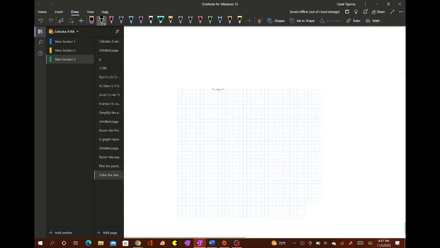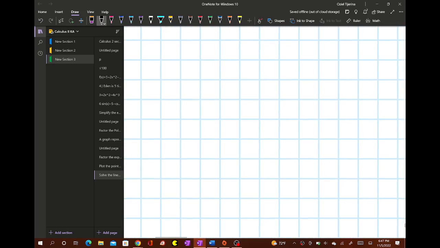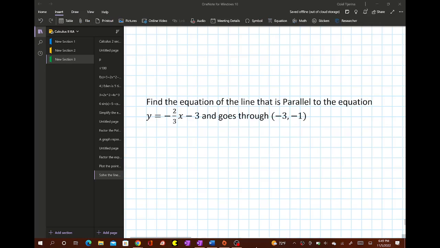Let's say we have a question where it gives us a parallel slope. So give me 1 second. Okay, guys, so now we're going to go over parallel. I'm doing both of these in one video. So anyways, it says find the equation of the line that is parallel to the equation y equals negative 2/3 x minus 3 and goes through negative 3 comma negative 1.